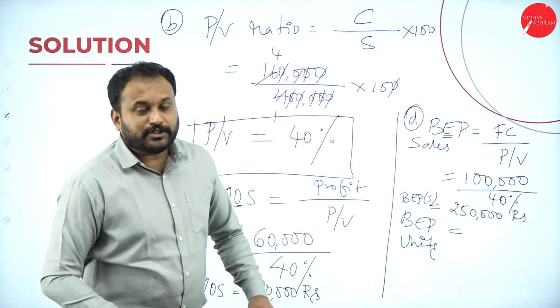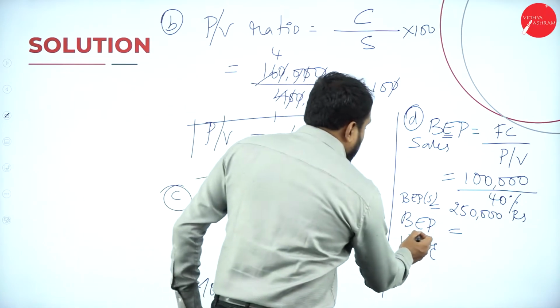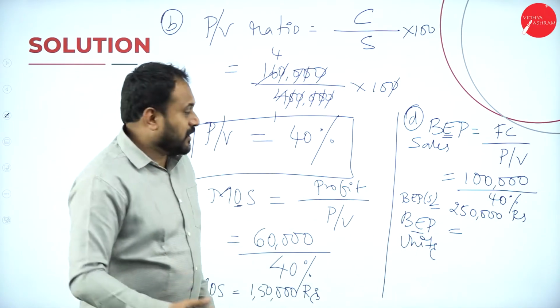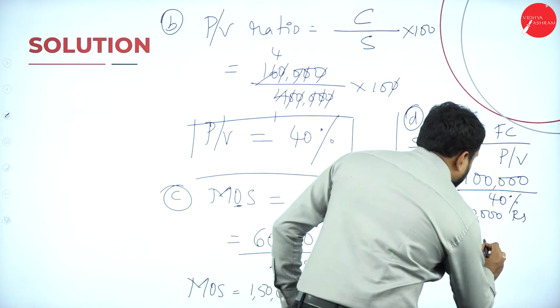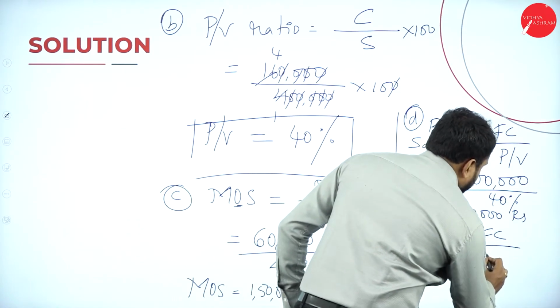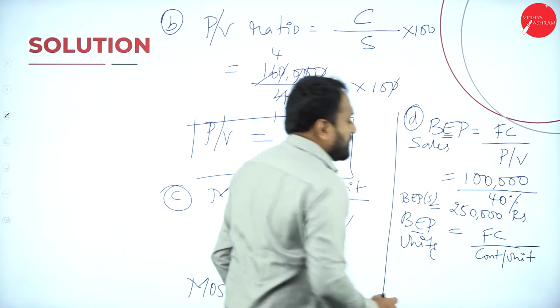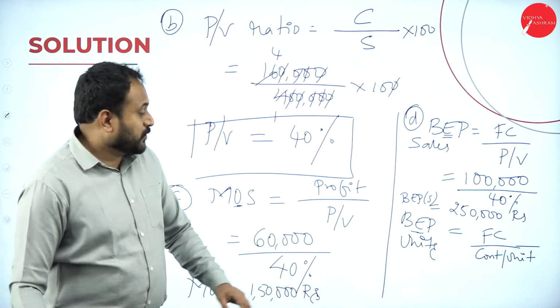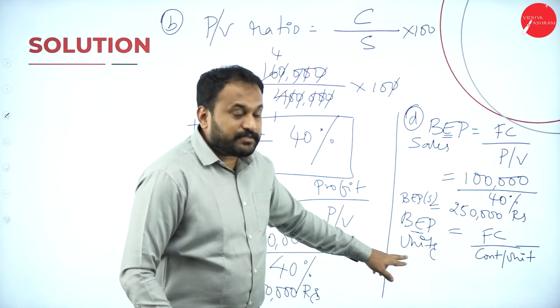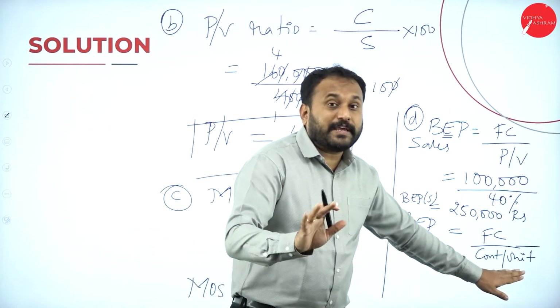Now BEP in units, what is the formula again? E is there. After E, what will come? Fixed cost. So BEP in units, I'll write here fixed cost divided by contribution per unit. Whenever the unit comes, here unit should come, not PV.